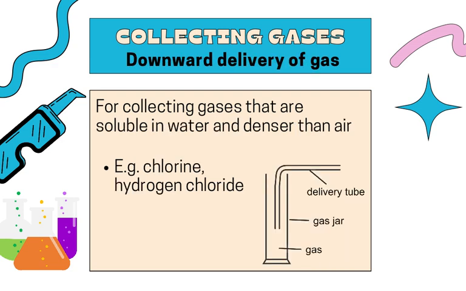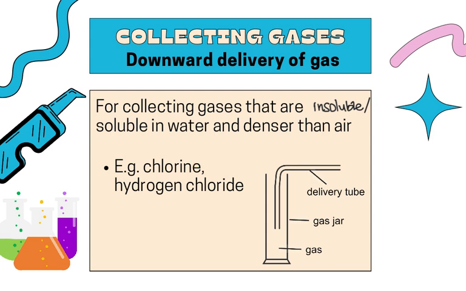The second method is the downward delivery. You notice that the gas is collected downward in the gas jar. This means that the gas must be denser than air. Whether it is soluble or insoluble in water doesn't really matter. The density is of higher importance.